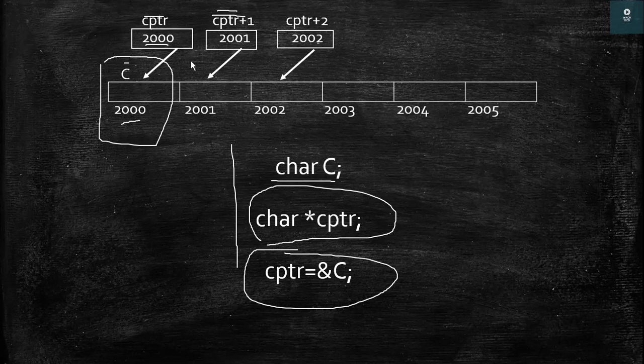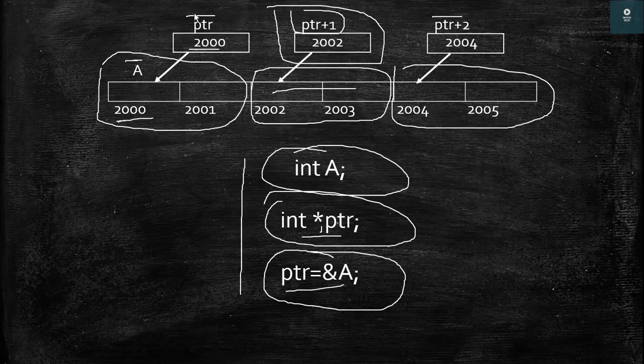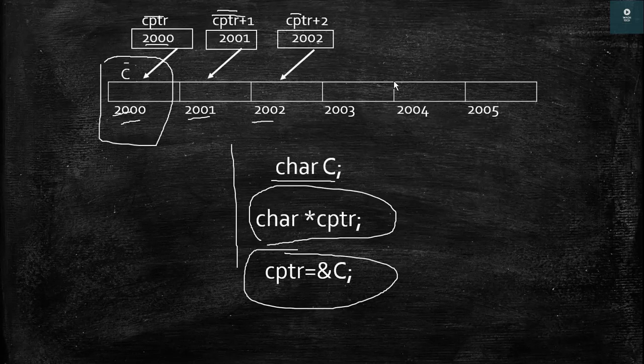Why? Because the size of a character is 1. In the same way, cptr plus 1 is this, and cptr plus 2 is 2002. So this is the way we use the arithmetic concept with pointers. Now you can say this ptr is this, ptr plus 1 is 2002, and ptr plus 2 is 2004. So this is all about this simple topic.